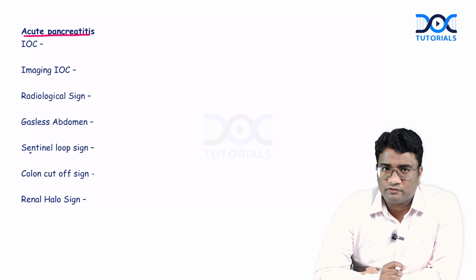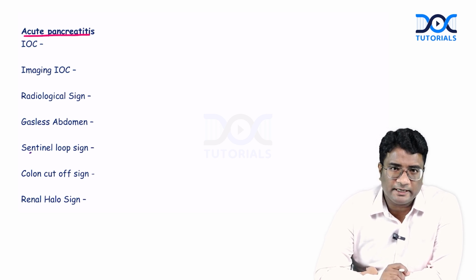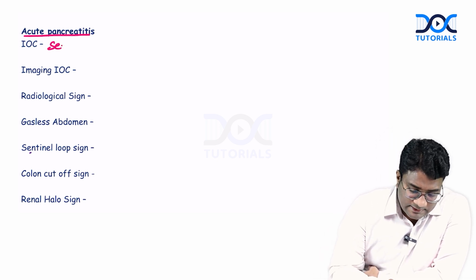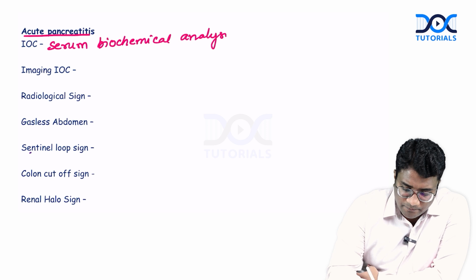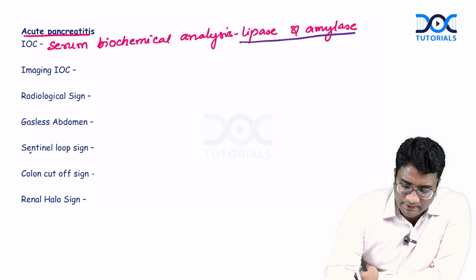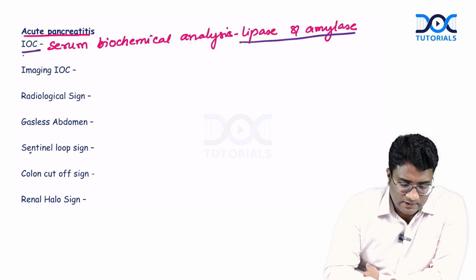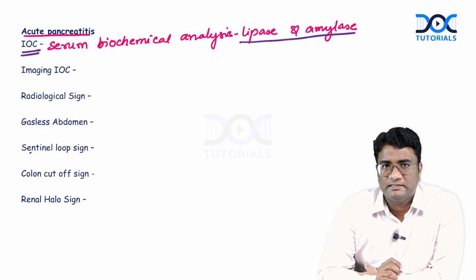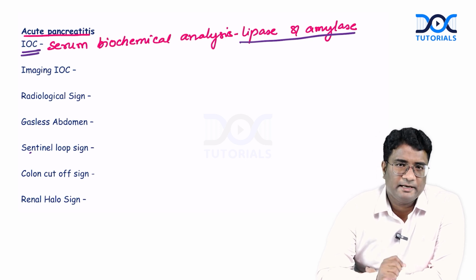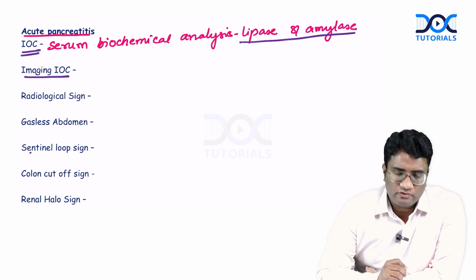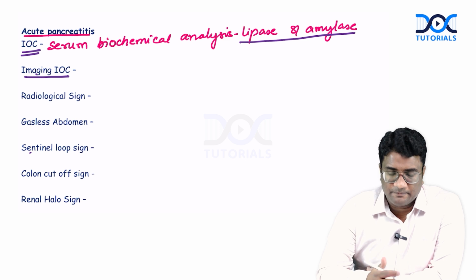Remember, the investigation of choice to diagnose acute pancreatitis is serum biochemical analysis, where we measure the lipase and amylase levels. We know that in acute pancreatitis, the lipase and amylase levels are elevated. So, the diagnosis is mainly based on the serum biochemical analysis of lipase and amylase levels. The imaging investigation of choice in acute pancreatitis is CECT.